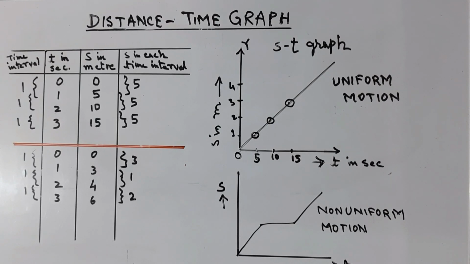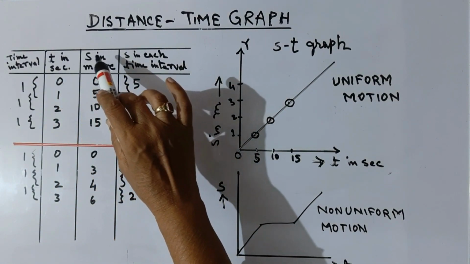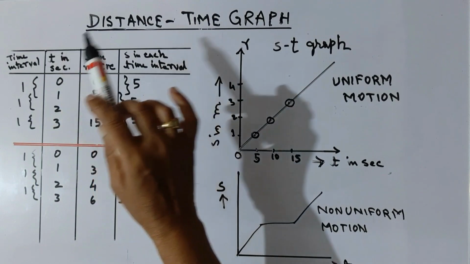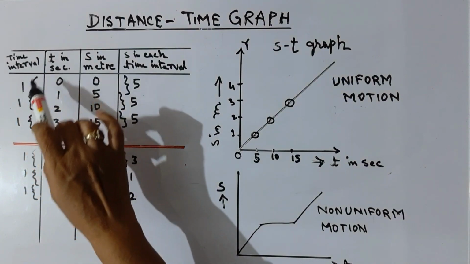Let us now discuss the distance time graph. A distance time graph is plotted by taking time along x-axis and distance or displacement along y-axis. Let us consider the motion of an object in different situations where the distance travelled at regular time intervals is given. Let us read the table. Here it shows the time in seconds and distance travelled, that is S, in meters. Here we have calculated the time interval and the distance travelled in each time interval. The time intervals are all equal.